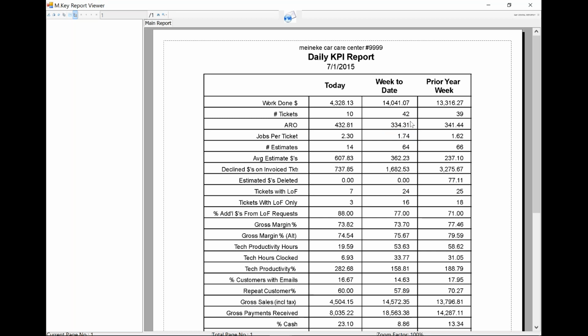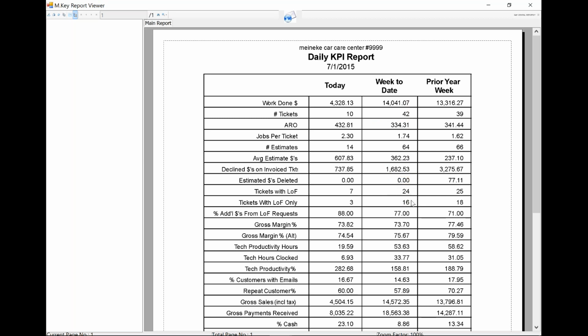Again, ARO is really strong. Jobs per ticket is really strong. We want this to be more than 1.6 and closer to 2 or above 2 if possible. Decline dollars on invoice tickets. This number should be 2 times, minimum 1.5 times whatever your sales are for that week. Estimates deleted, don't ever want to delete estimates.